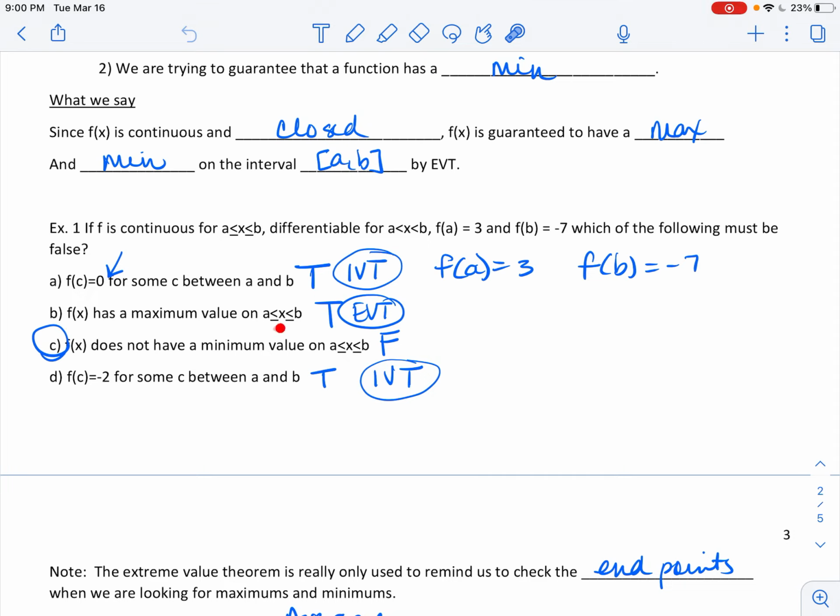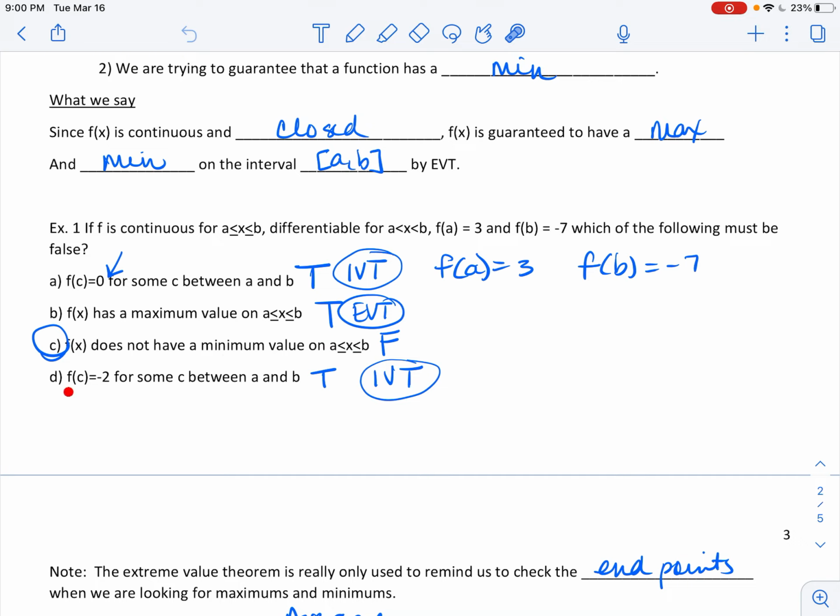F of x has a maximum on this closed interval. That's true by the extreme value theorem. That's this theorem that we're looking at right now. F of x does not have a minimum on the closed interval. That's false. Because as long as it's a closed interval, it's continuous and differentiable, then it will have a minimum value.